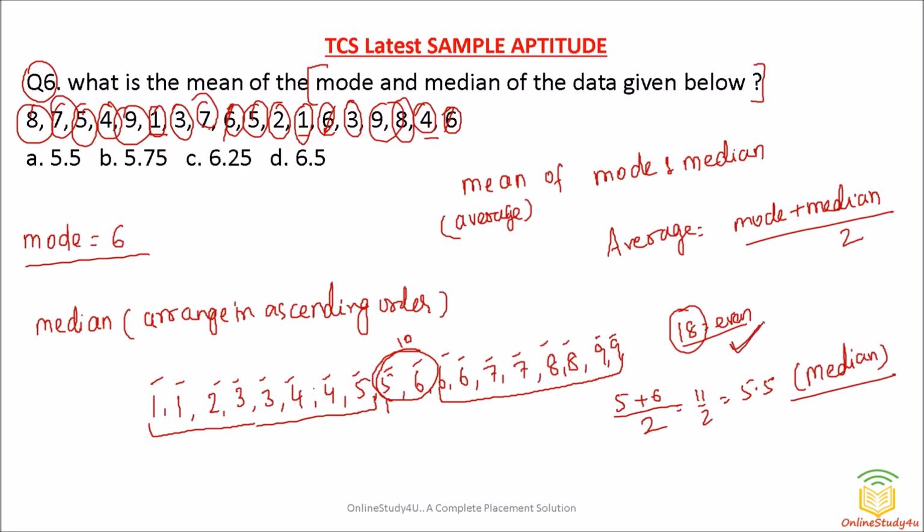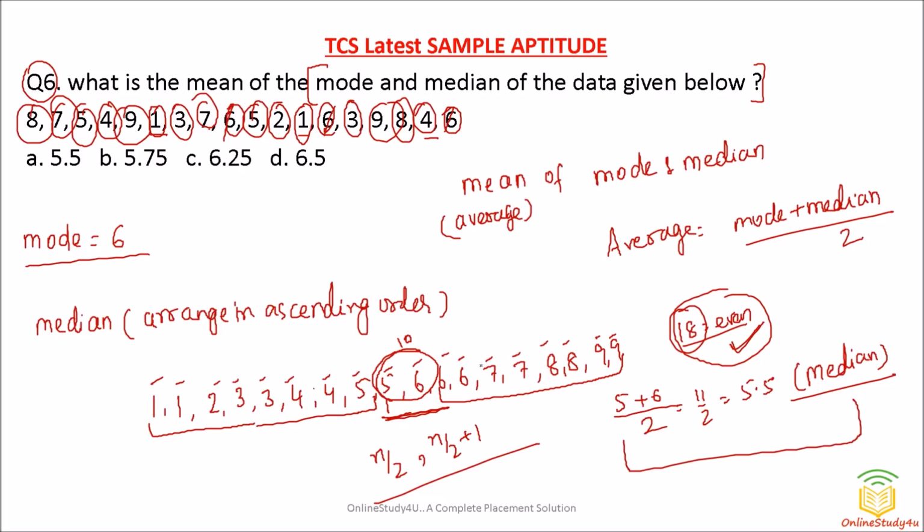Friends, basically if the number of numbers is even, then n by 2, that is 18 by 2, is 9, and n by 2 plus 1, so 9 plus 1. So we have to take the average of the 9th and 10th terms, and that will be nothing but your median. Simple. If it is odd, so 1 2 3, then your median will be the middle number. If it is even, then you take both the middle numbers and divide by 2. It will be nothing but your median.